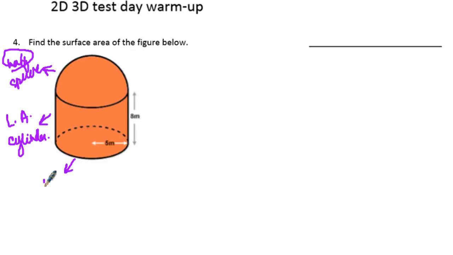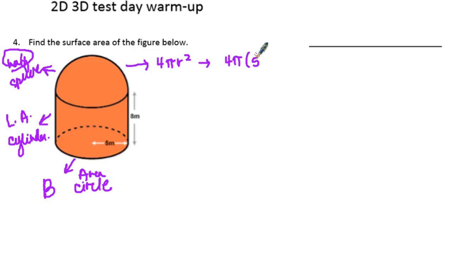And last, we're going to add the big B, which is the area of the base, and the base shape is a circle, so we want to get the area of this circle. Okay, so the first formula is the surface area of a sphere, which is 4 pi r squared. Now, our radius here is 5.